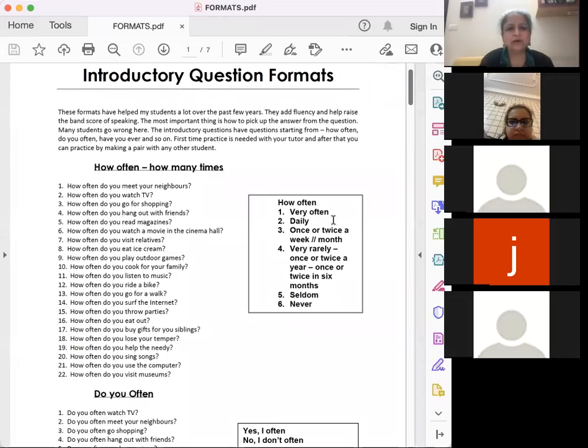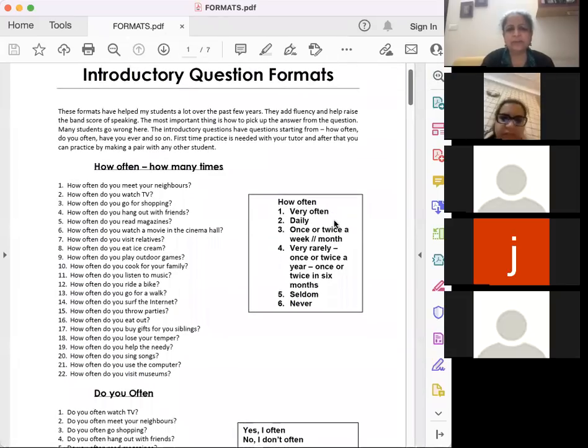Okay. So today we are going to do these formats, which are really, really helpful for the introductory questions of the IELTS speaking test. What happens mainly is that when the students are asked a question like how often, do you often, they pick up the answer wrongly. And then there is irreparable damage. The answer cannot be made better then.